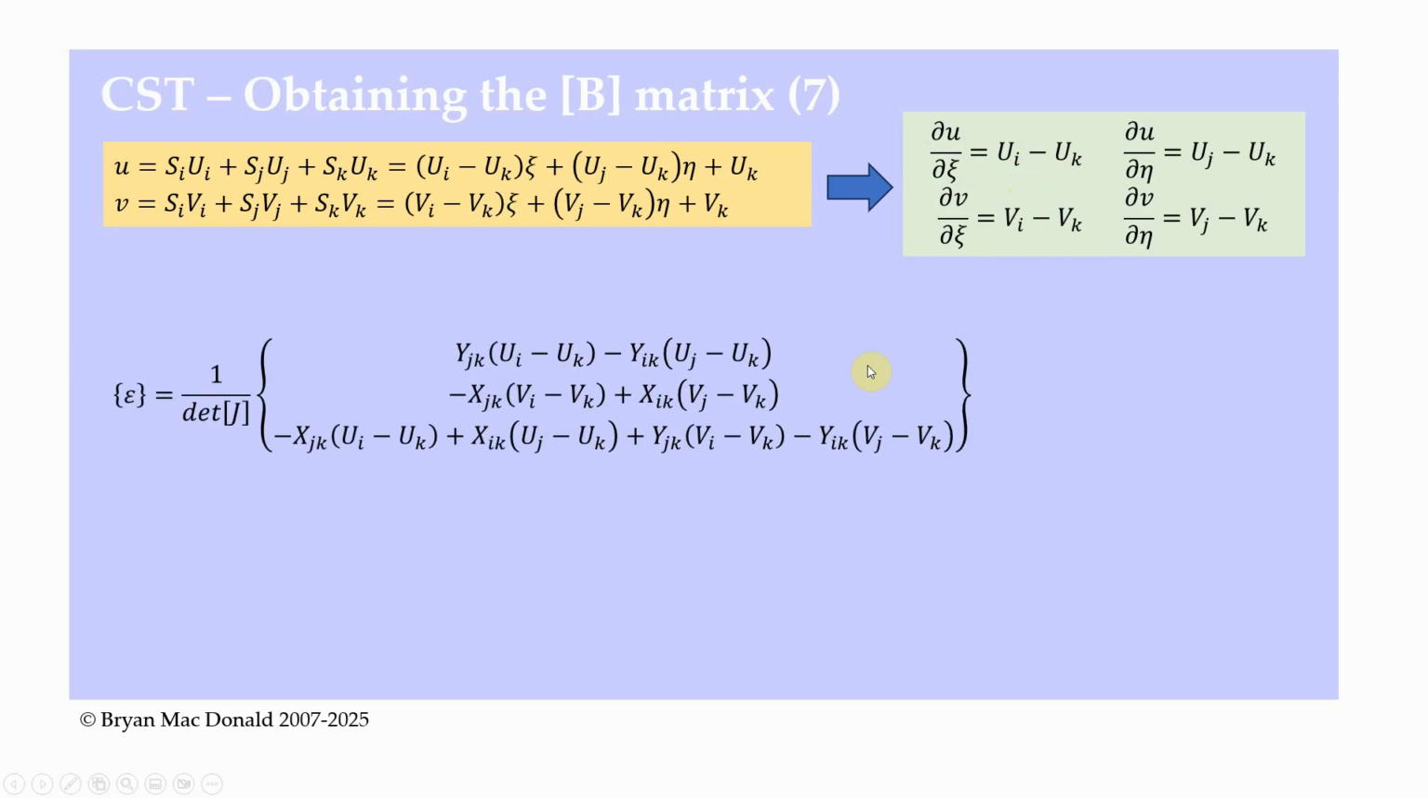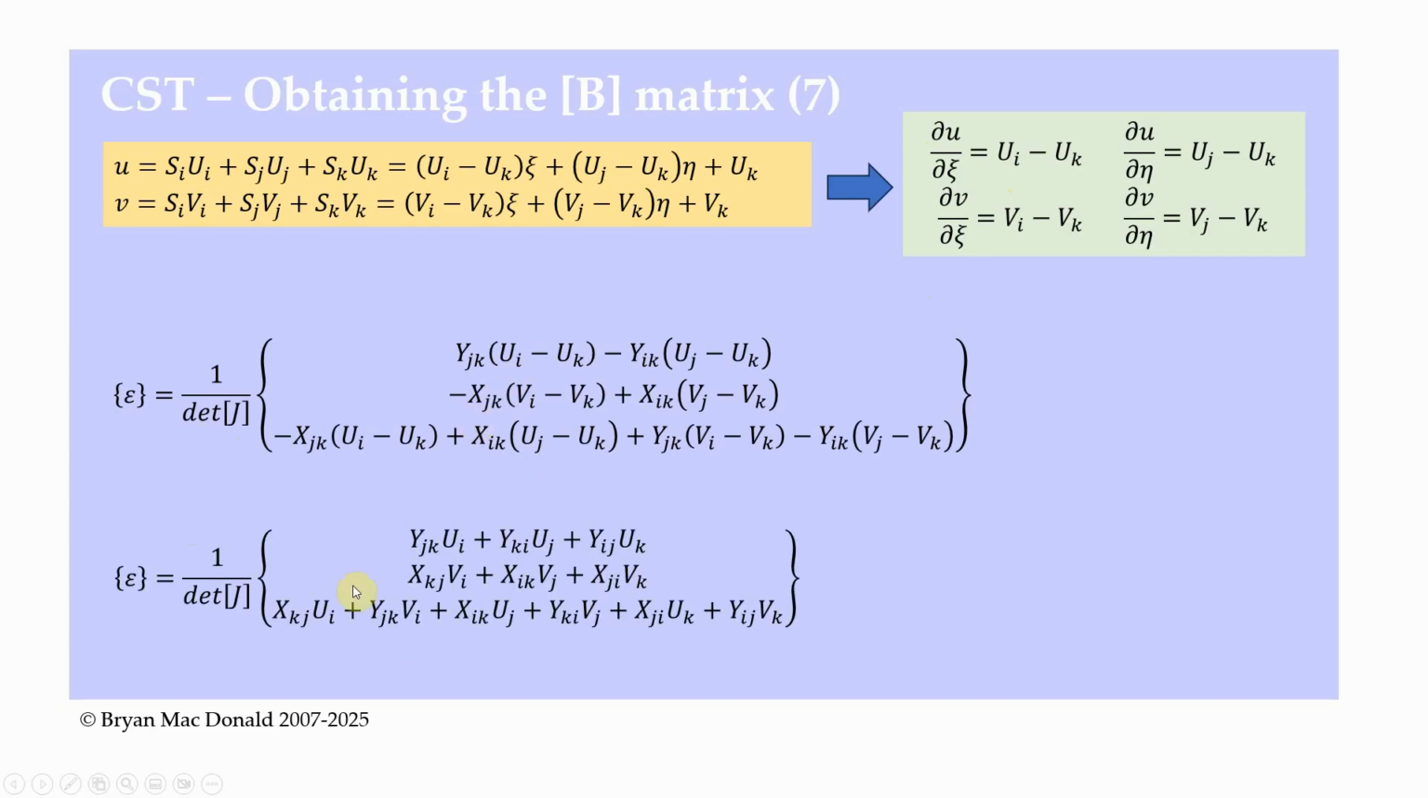So we can put that into our previous equation, and now we have this. Okay, so now we have our strain is going to be 1 over the determinant of the Jacobian based on all of this here, which is the coordinates of the nodes and the displacement of the nodes. So again, writing that in shorthand form gives us this here. So now we have our strain is again just the coordinates of the nodes, the displacement of the nodes, and the determinant of the Jacobian.